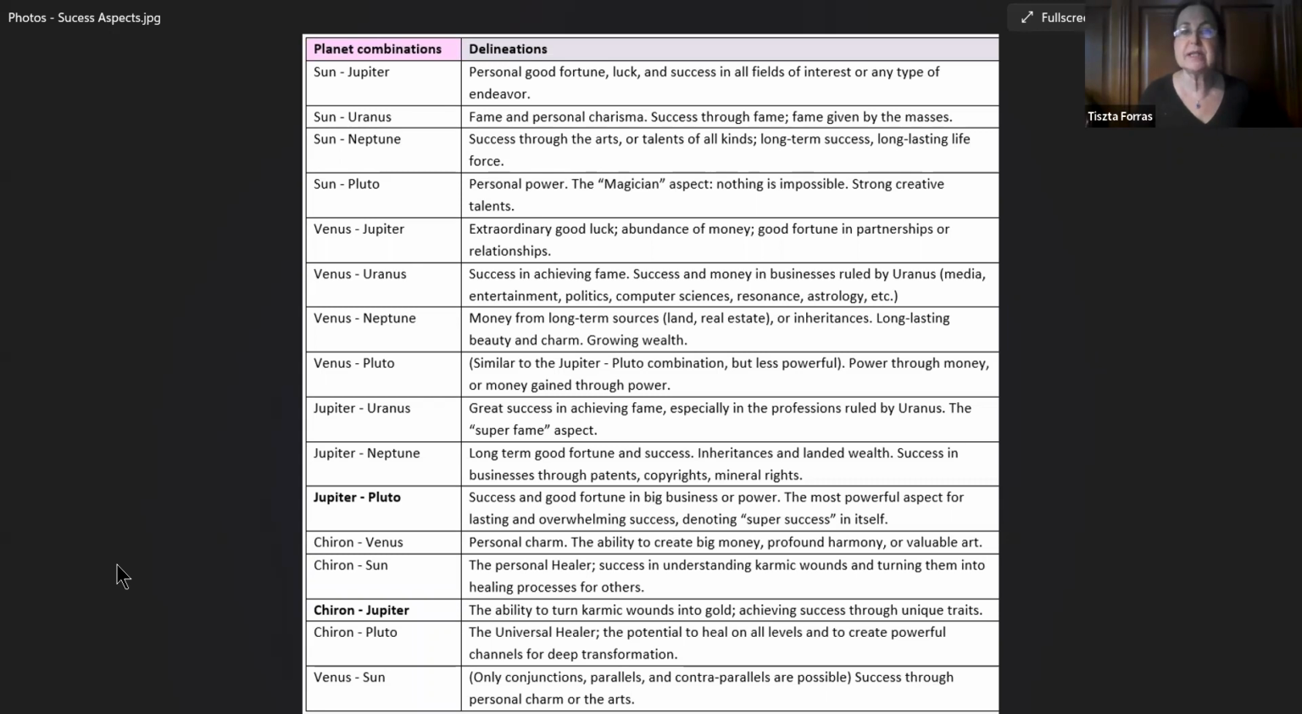Venus, Jupiter, of course, the two lucky planets are combined, and this brings you extraordinary good luck. It also can bring you abundance of money and harmony creating faculties. And it usually gives you lucky relationships, lucky partnerships as well. It's a nice aspect. It's a very nice personal aspect.